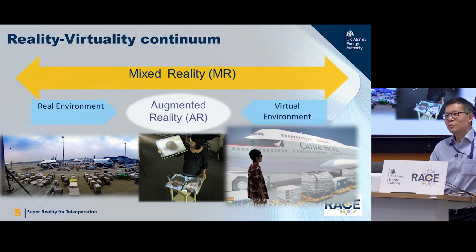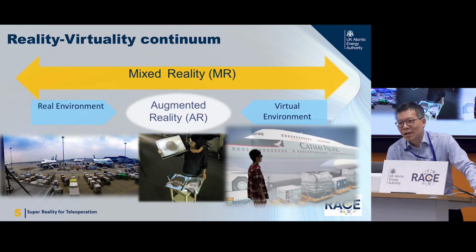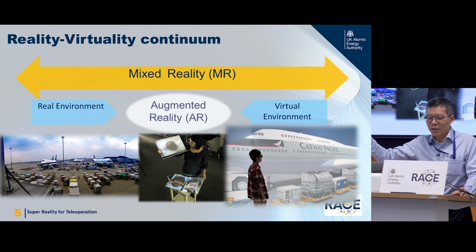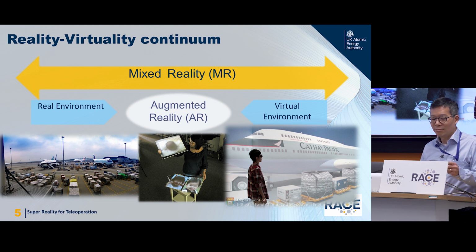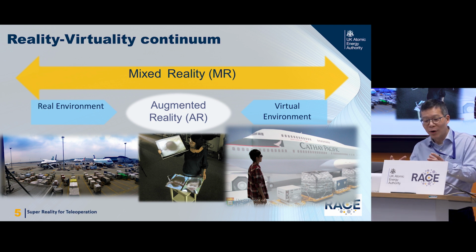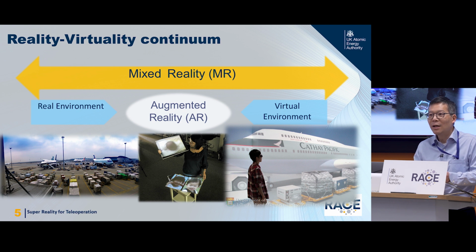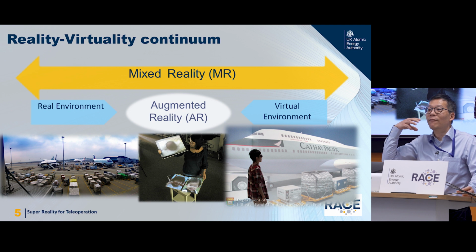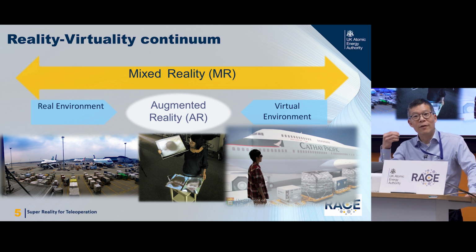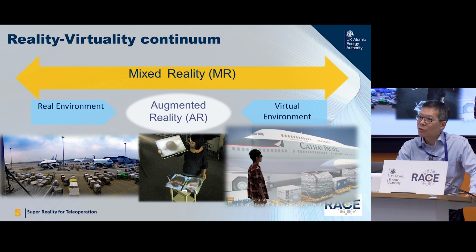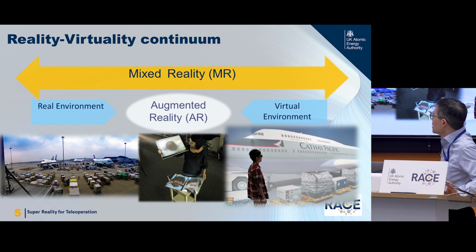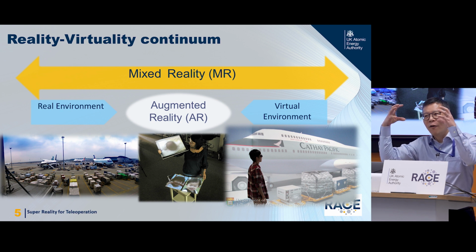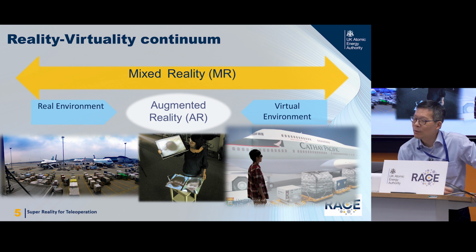However, if you, like me, as an engineer, want to talk about that more formally, look at the picture on your left-hand side. This is an airport, the real airport. I would call this a real environment. We work with Cathay Pacific, for example. Some years ago, we tried to build a virtual airport with virtual machines for training their ground operators. Everything is generated in the computer. This is a virtual environment.